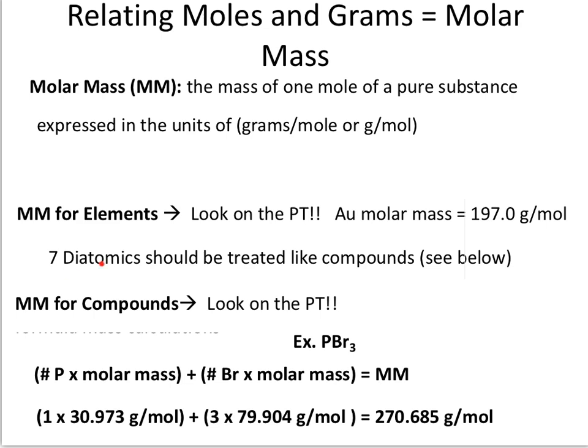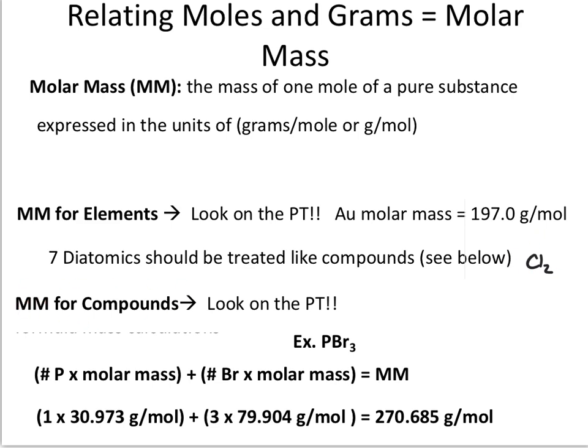Now, diatomics, I just want to mention this really quick, should be treated like compounds. So if I say chlorine gas reacts with, obviously chlorine gas has the formula as follows. There are 2 chlorines present there, so you need to calculate that appropriately. And we'll talk about how to do the calculations here when we talk about compounds.